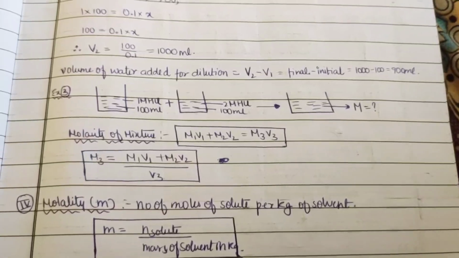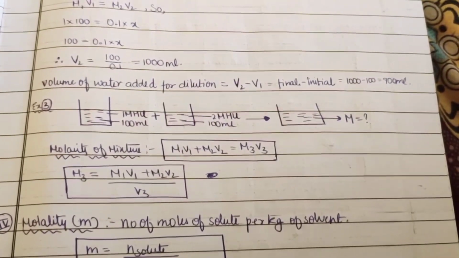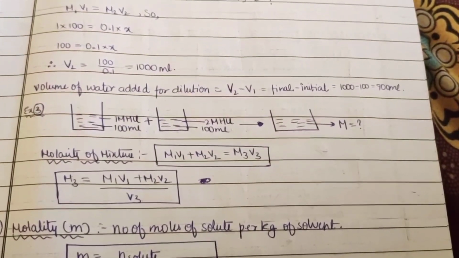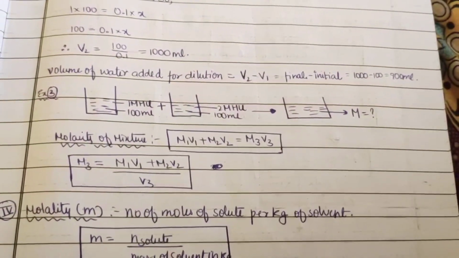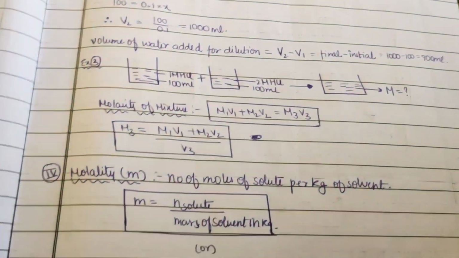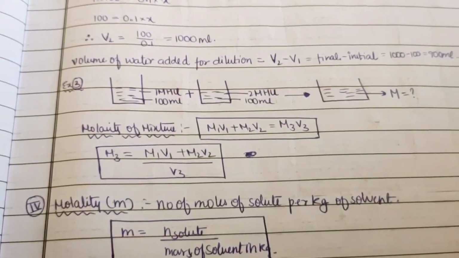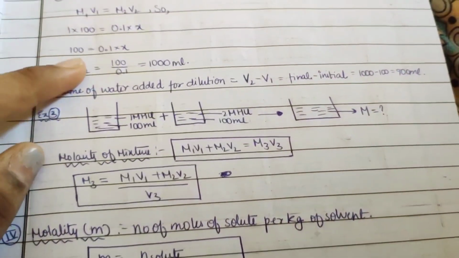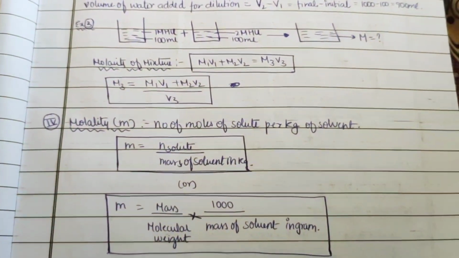Now let us move on to example 3. Here we have a beaker of 1 M HCl, 100 milliliter, plus 2 M HCl, 100 ml, which gives rise to how much M. Here we will take molarity of mixture: M1V1 + M2V2 = M3V3, where we have to calculate M3. Here M3 = (M1V1 + M2V2) / V3. So we can calculate this by using this formula.